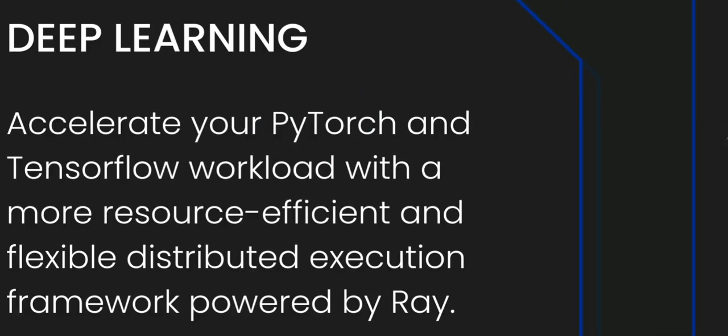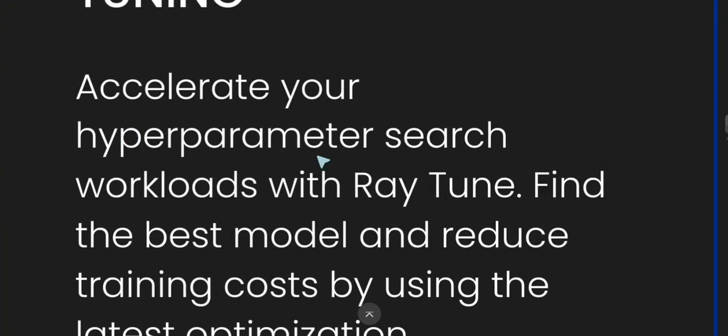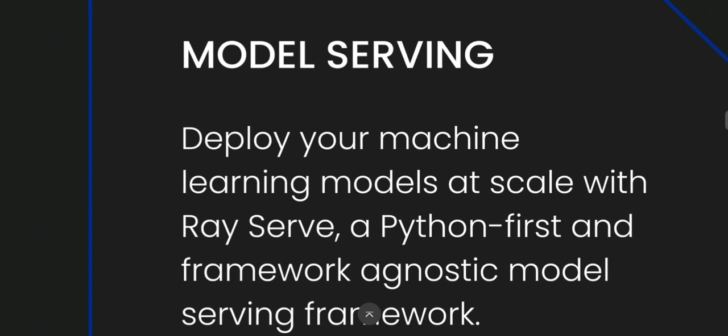If you have PyTorch, the target is that you would not need to make any major changes to your application. Use the standard API, maybe with slight edits, but hopefully they achieved a way for you to almost not make any changes to your application and just use it. Hyperparameter tuning: accelerate your hyperparameter search workload with Ray Tune. This looks like a library to find the best model and use the tuning cost.